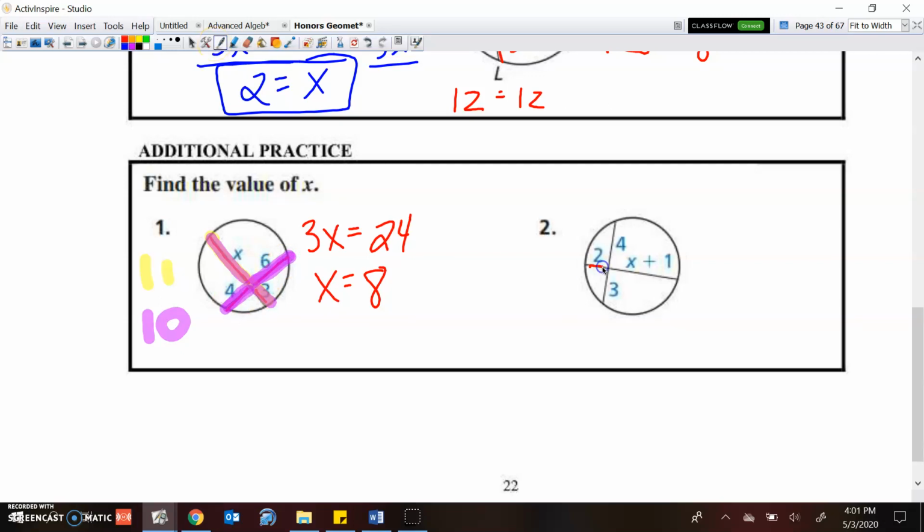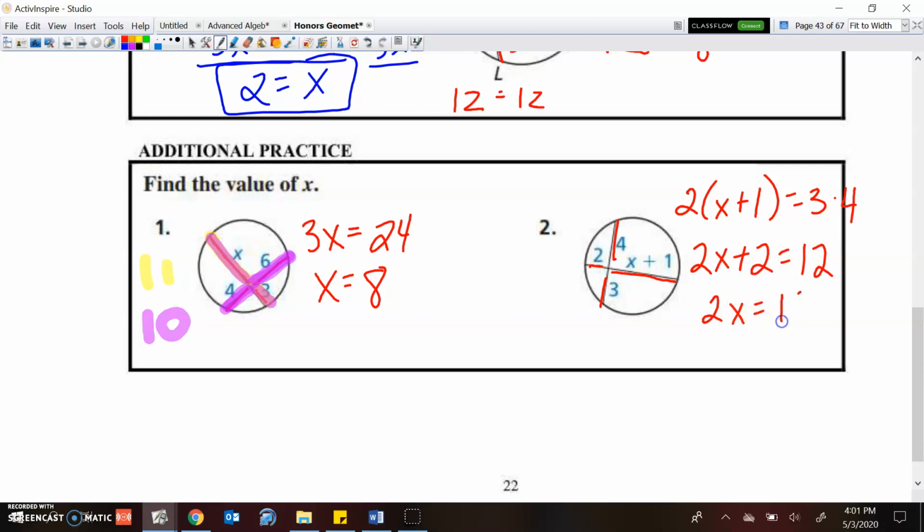So I can say 2 times x plus 1 is going to equal 3 times 4. All right, so 2x plus 2 equals 12. Subtract 2, 2x equals 10. Divide by 2, x equals 5. And that's all they wanted us to figure out, okay?